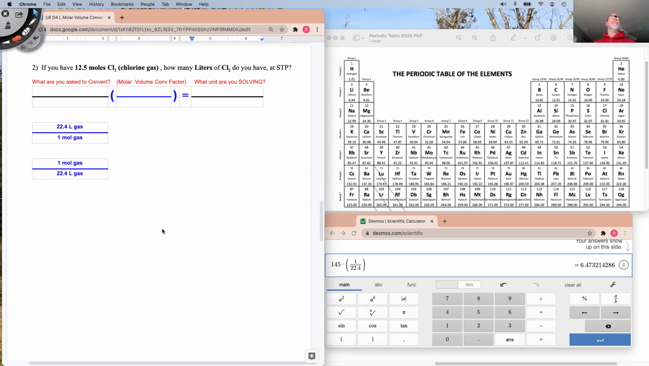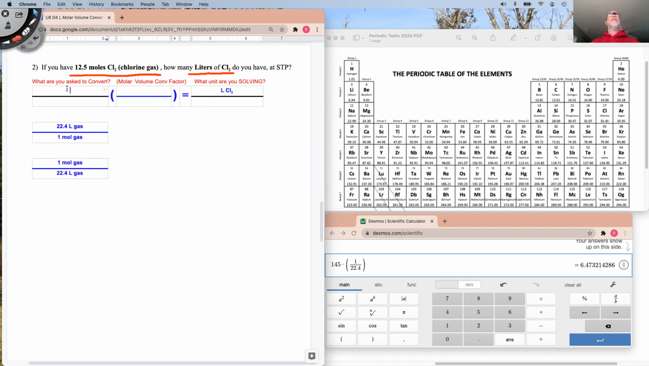Let's take a look at question number 2. Question number 2 is the only other version that I can ask. First thing we do is we read the question. We have 12 moles of chlorine gas. How many liters of chlorine gas will we have at STP? What is the first thing I'm going to write down, ladies and gentlemen? That's right. I always write down what I'm looking for, what I'm trying to solve. I'm trying to solve for liters of chlorine gas.